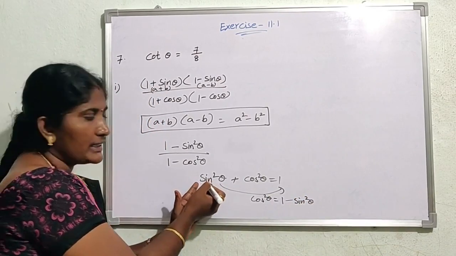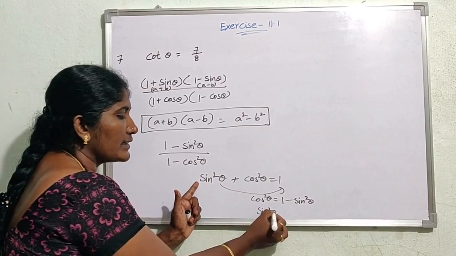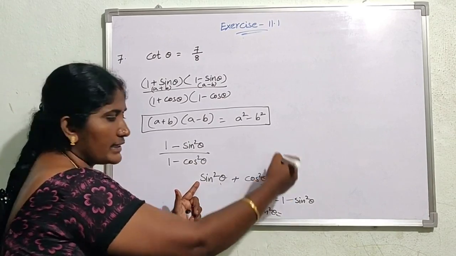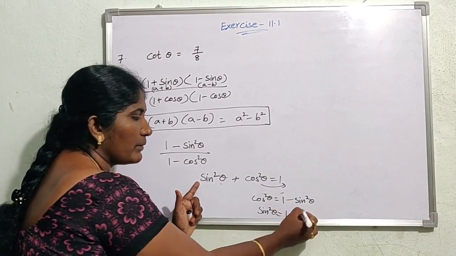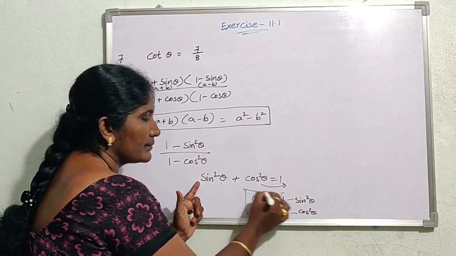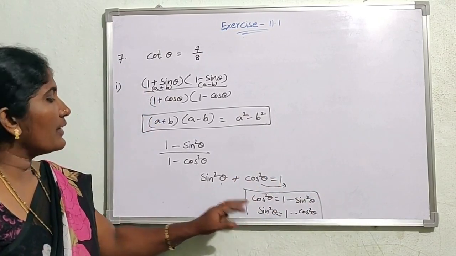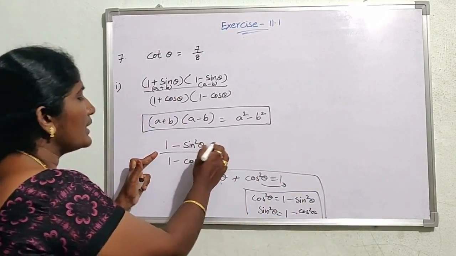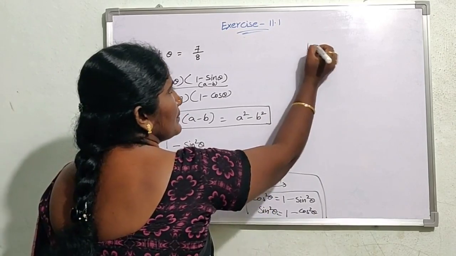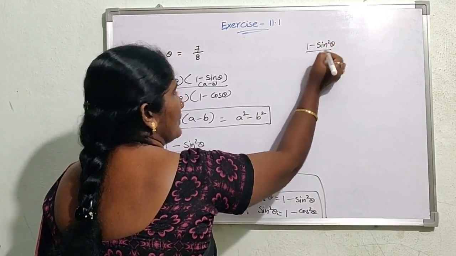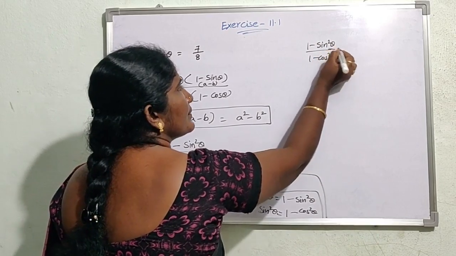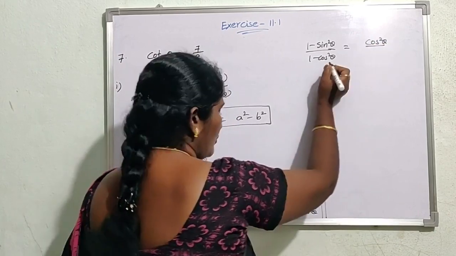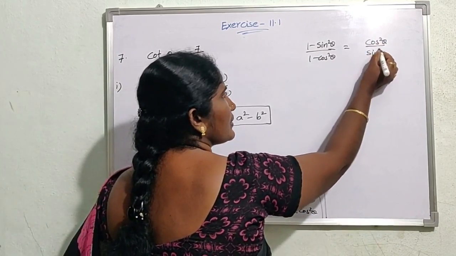Cos square theta is equal to 1 minus sin square theta. Now I want sin square theta value. Sin square theta is equal to, what is extra here? Cos square. Take cos square to RHS side. Then it becomes 1 minus cos square theta. Now substitute these values. Instead of 1 minus sin square, we can write cos square theta by 1 minus cos square theta, which can be written as sin square theta.